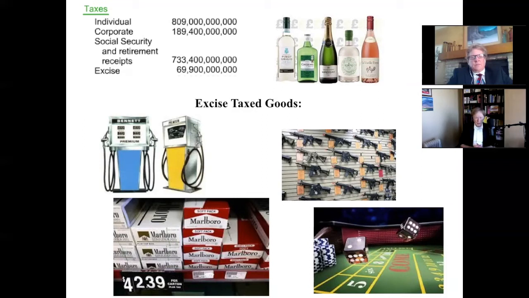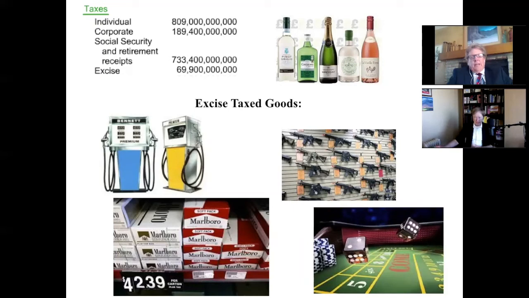And this is also referred to as a sin tax because you can see that a lot of the products being taxed here, such as cigarettes, gambling, alcohol, which are in the photographs, are goods which probably are not the healthiest to consume. Also, we have gas and firearms under excise taxed goods.